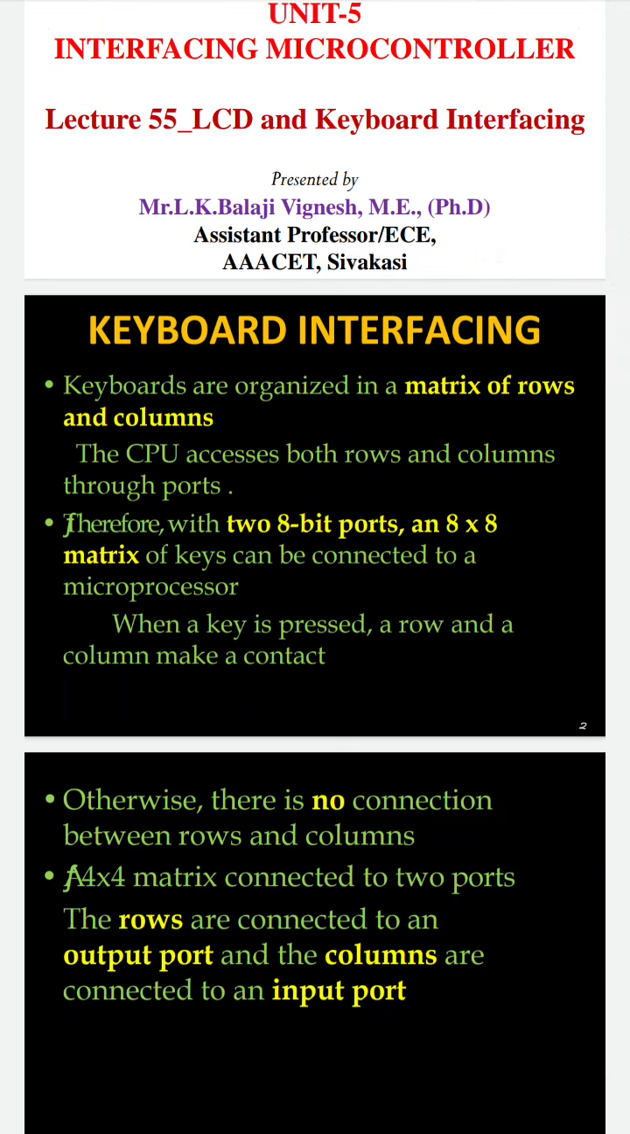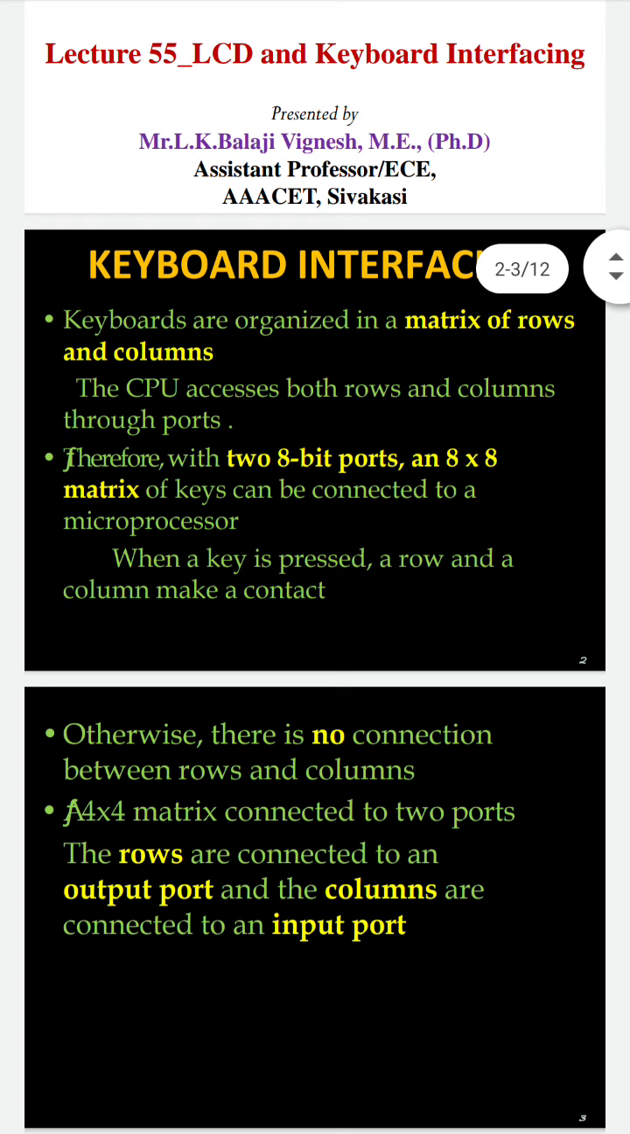In keyboard interfacing, generally a keyboard can display alphabets from A to G. That can be organized as a matrix of rows and columns, and the CPU accesses it through the rows and columns. If a key is pressed between input and output, some function happens. If no key is pressed, no function happens.